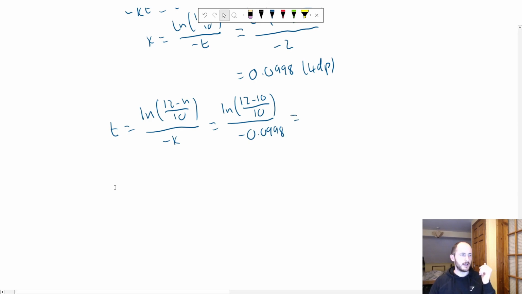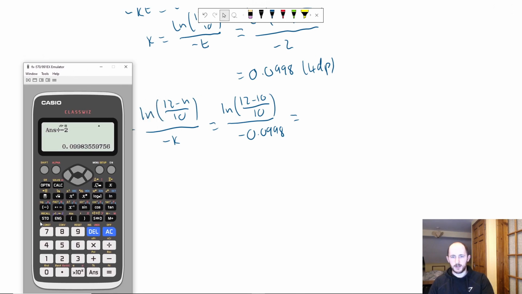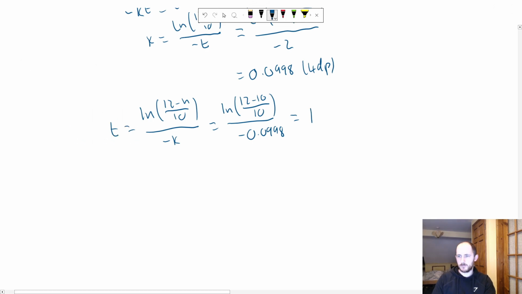0.0998. Let's sub this all in. So we have ln of 12 minus 10, I could have just said that's 1.2, but either way it's fine, over minus 0.0998. Yep. 16.1 years. Because remember, we want that unit. And that right there is 10 marks.